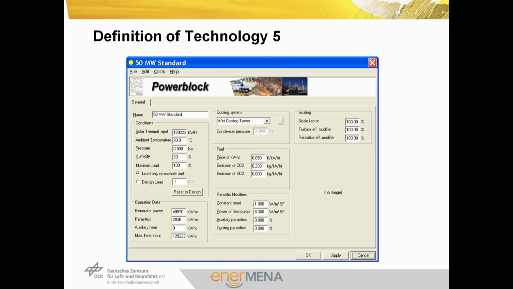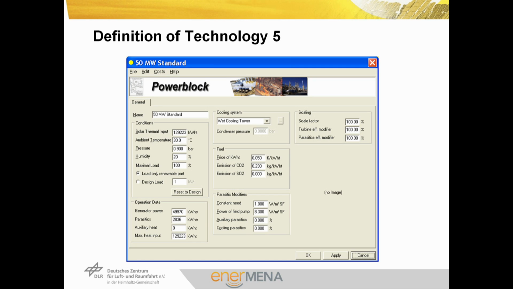The power block itself is similar to the meteorological data input. It has to be loaded and it consists typically of a pre-calculated performance map. This performance map has been calculated with another tool, typically a tool for thermodynamic cycle simulation, and Greenius is just loading this performance map and using it for simulation.